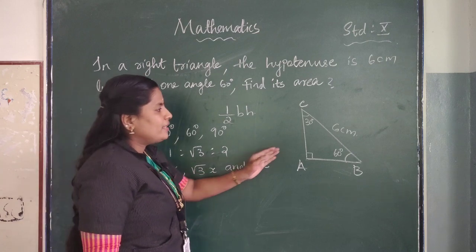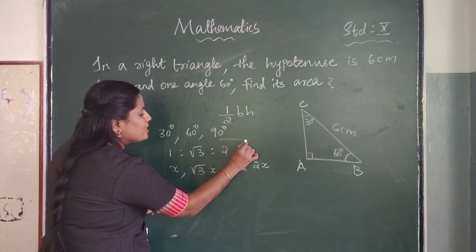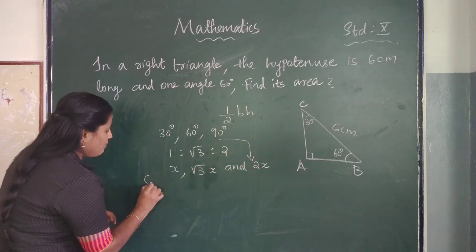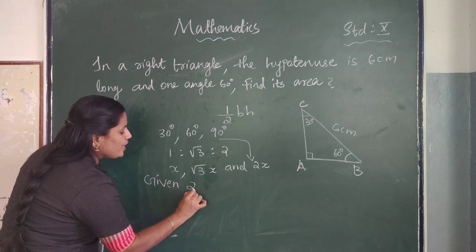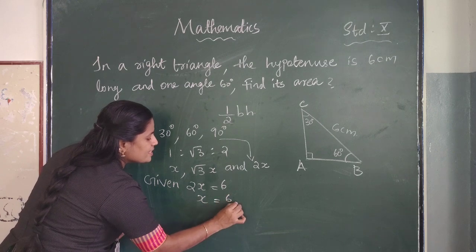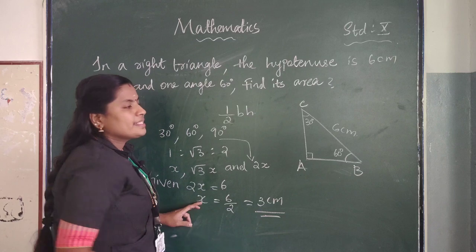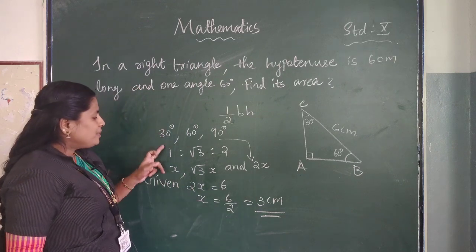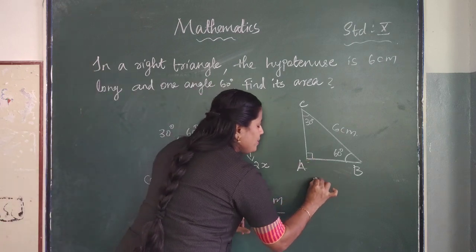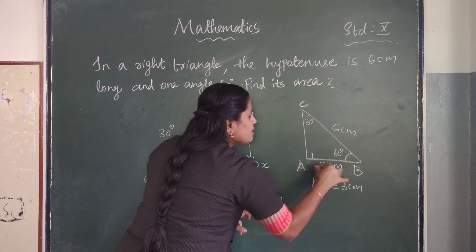Okay, so here given, opposite of 90 degree is 6 cm. That means 2x, opposite of 90 degree is 2x. So given, 2x equal to 6. So x equal to 6 by 2, which is equal to 3 cm. Okay, x equal to 3 cm. That means opposite of 30 degree is 3 cm. So AB equal to 3 cm. Here it is 3 cm.